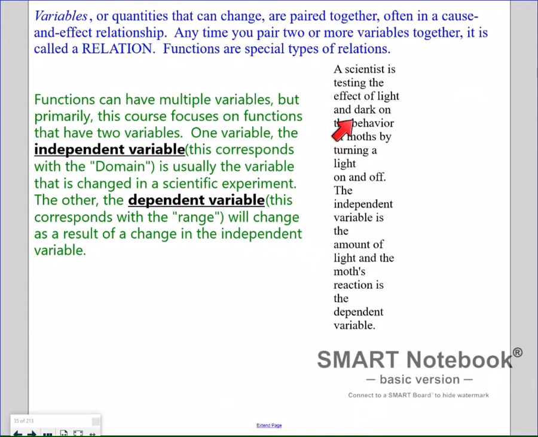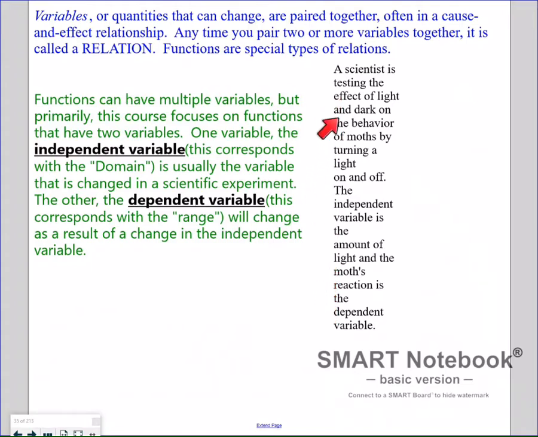For example, we can have a scientist who's testing the effect of light and dark on the behavior of moths. By turning a light on and off, the scientist could also turn the intensity of the light up or down. The independent variable in this case then would be the amount of light, and the reaction to the light will be the dependent variable. Now, we can measure the reaction by how much the moth flies or the number of wing flaps per second or per minute or something like that.